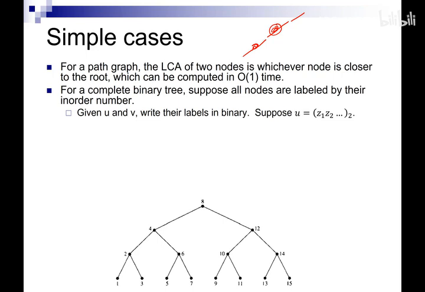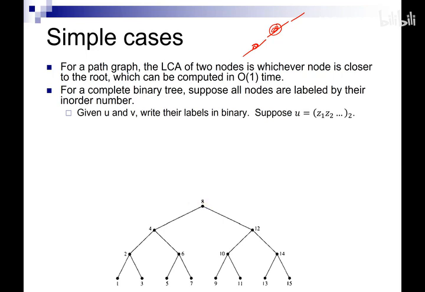Okay, and then suppose all of the nodes are labeled by their in-order numbering. Okay, so in-order means that if you have a complete binary tree, you're going to visit the left children first, and then you visit the node itself, and then you visit the right children. So that's going to produce the in-order numbering.